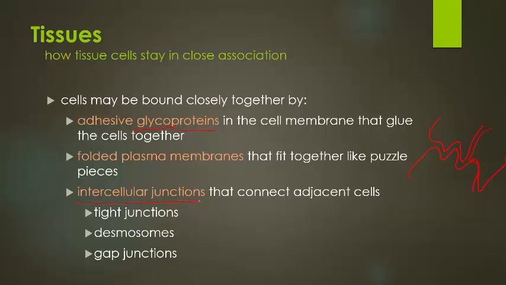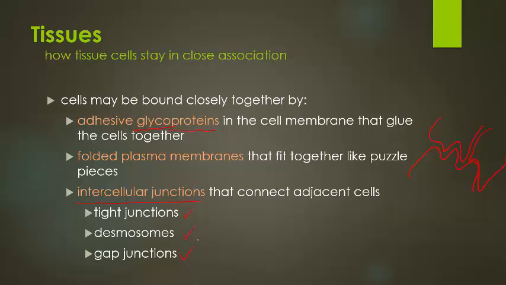So between cells, that's what intercellular means. And junctions, that's just hookups between 2 different cells. So these are special molecules that are associated with the cell membrane that connect 2 adjacent cell membranes together. So there are tight junctions, desmosomes, and gap junctions. 3 different kinds of intercellular junctions.